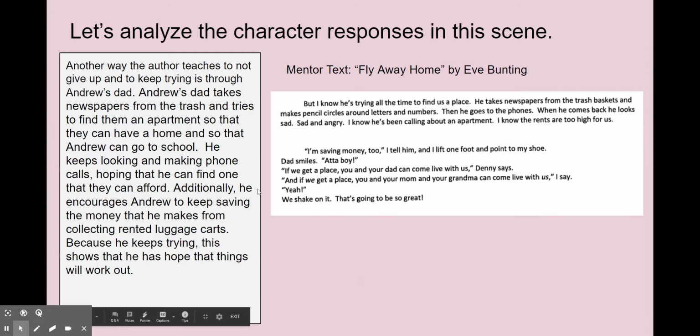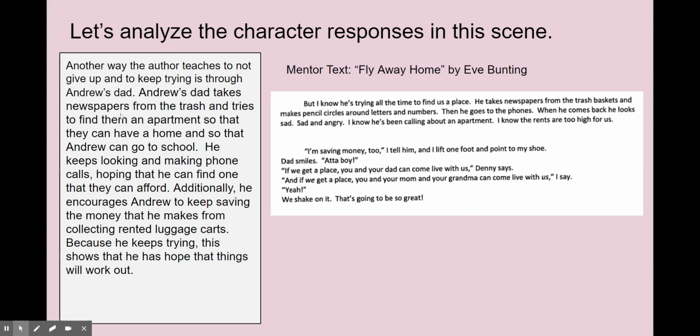So I can take that information from the way Andrew and Andrew's father are reacting to this situation about being homeless and looking for an apartment, and I can make a whole paragraph about it. So I started out with: Another way the author teaches to not give up and to keep trying is through Andrew's dad. And then here's the new part.